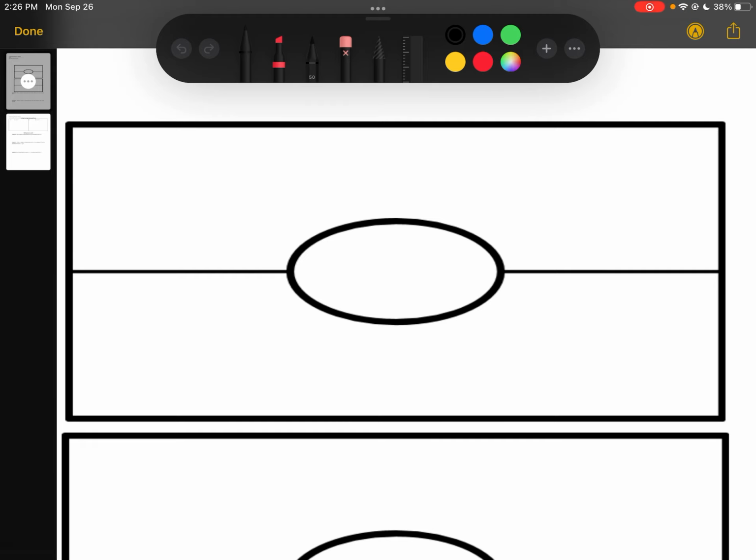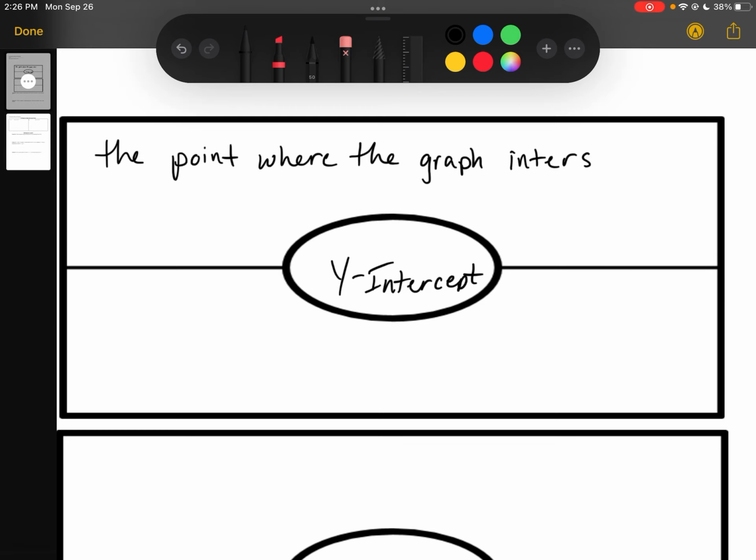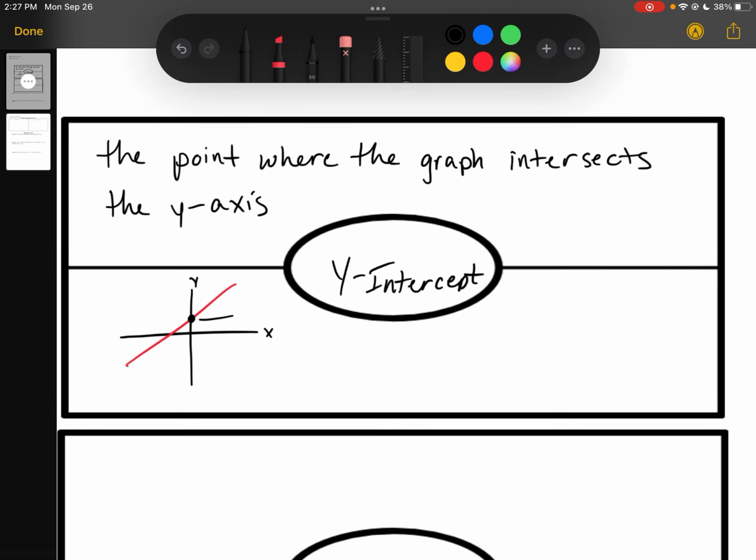So the first thing that we're going to talk about in slope-intercept form is the intercept. So a y-intercept. This is the point where the graph intersects the y-axis. So if we are taking a look at a coordinate plane and we have a line, well, first thing, our x-axis is here, our y-axis is here. So where the line crosses the y-axis, that point right there, that is our y-intercept.